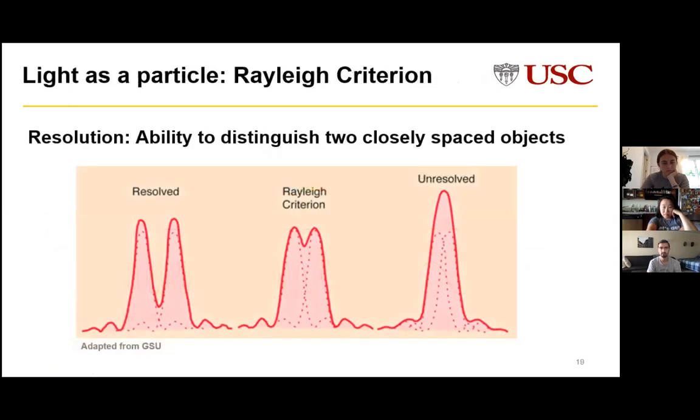And for light as a particle, we talked a little bit about resolution. The Rayleigh criterion is how people using microscopes are able to determine the resolution. So resolution is the ability to distinguish between two closely spaced objects. If you have something that's resolved, you can see on the left that they appear as two separate entities. Then on the right-hand side, you can see something that's unresolved, so you can't necessarily distinguish them as two separate items. The Rayleigh criterion in the middle is that distance that defines where those two items can be resolved.